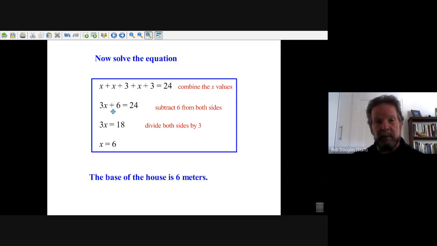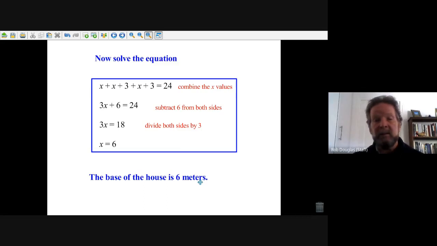Now we take away 6 from both sides. 24 minus 6 is 18. 6 minus 6, it's gone. Then we want to get what x is, so we divide both sides by 3. And we get 3x divided by 3 is x, and 18 divided by 3 is 6. So the base of this house is 6 meters.